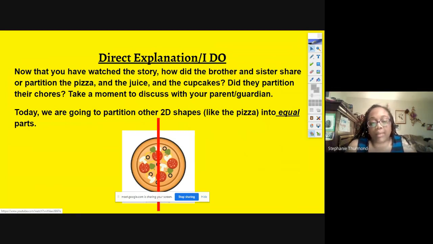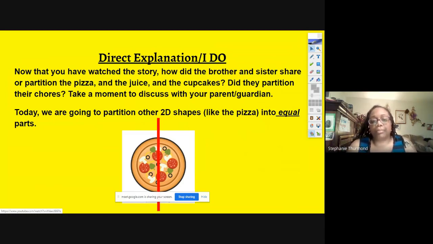If you take a look at my example here at the bottom, I have one whole pizza and I partitioned it into two whole slices. Now, depending on how many slices the pizza had originally, I could determine exactly how many slices myself and whomever I was sharing it with would actually get. But this is a great example.